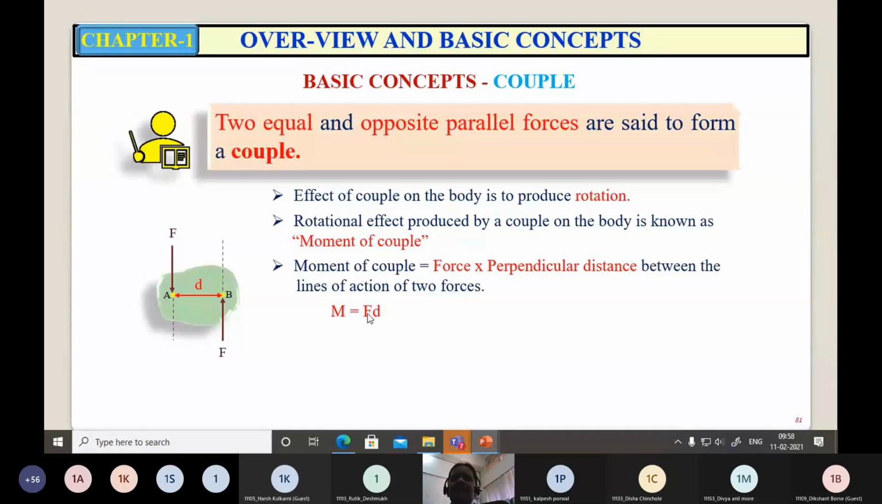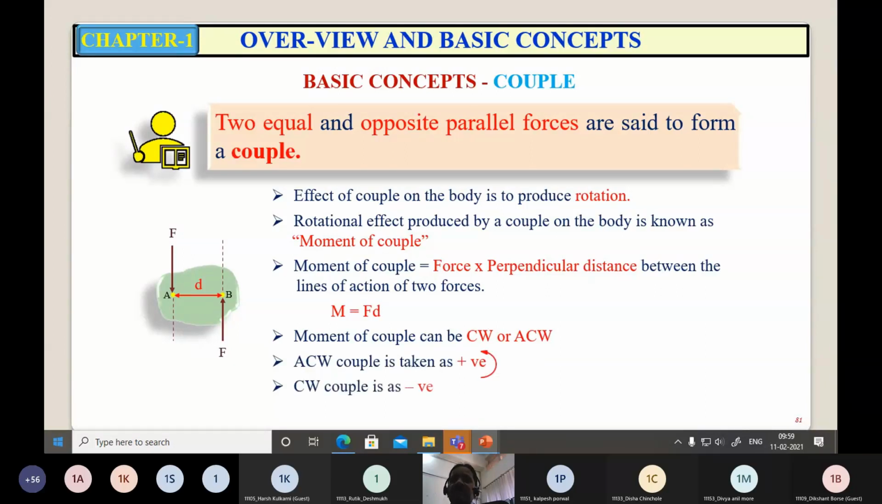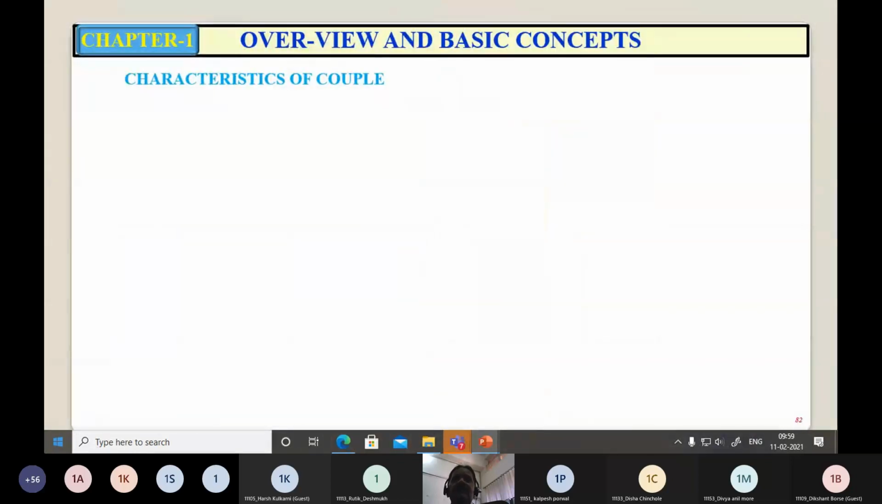Here what is F? The magnitude of the force, any one of the forces constituting the couple. And what is D? The perpendicular distance between the two parallel forces. And moment of couple can be clockwise or anti-clockwise depending on whether the couple is tending to rotate the body in clockwise or anti-clockwise direction. So anti-clockwise couple is taken as positive and clockwise couple is taken as negative. The SI unit is the same as the moment of force. It is Newton meter. So the characteristics of couple, this we are going to study in detail to understand the concept of couple in the next class.